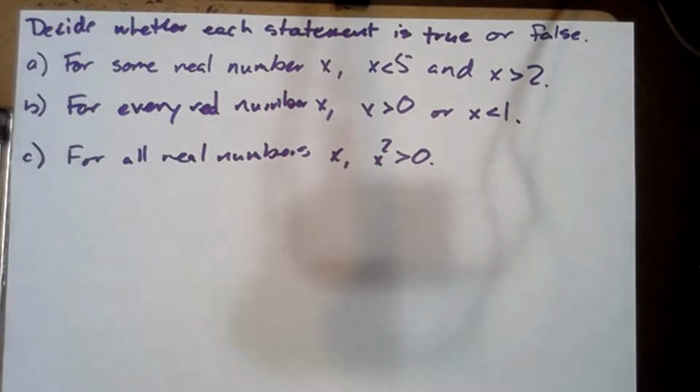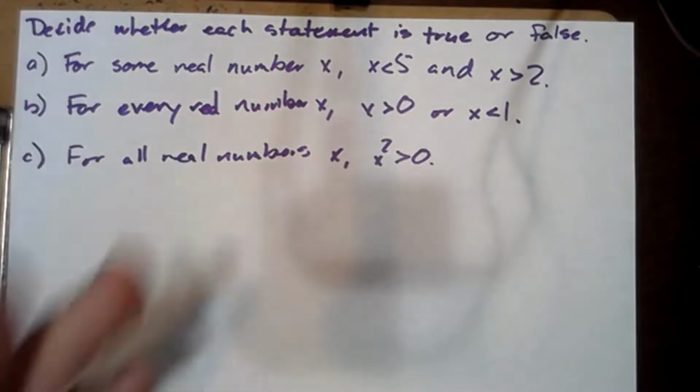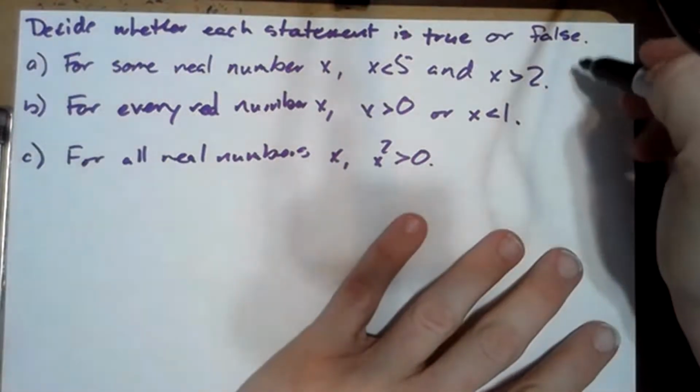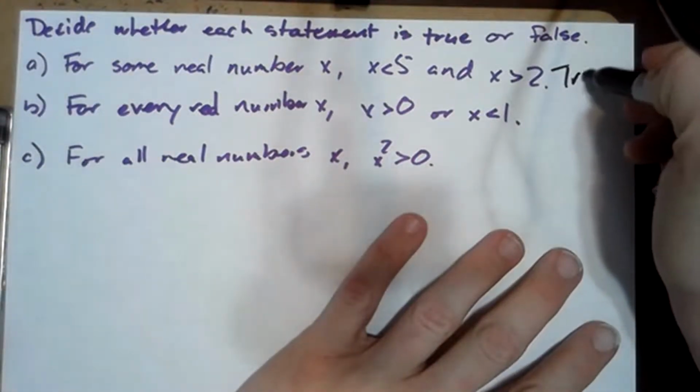3 is one of those numbers. 3 is real. It is less than 5. It is greater than 2. So this is a true statement.